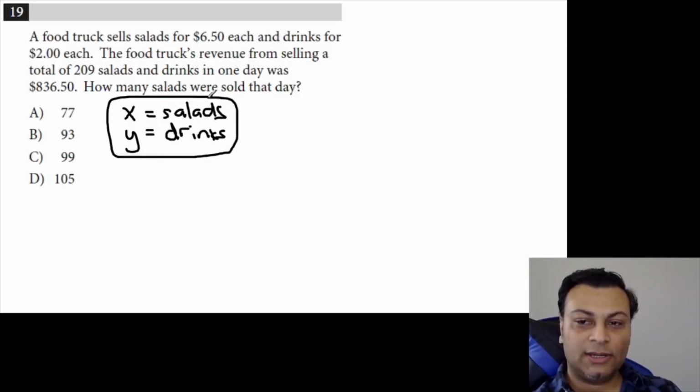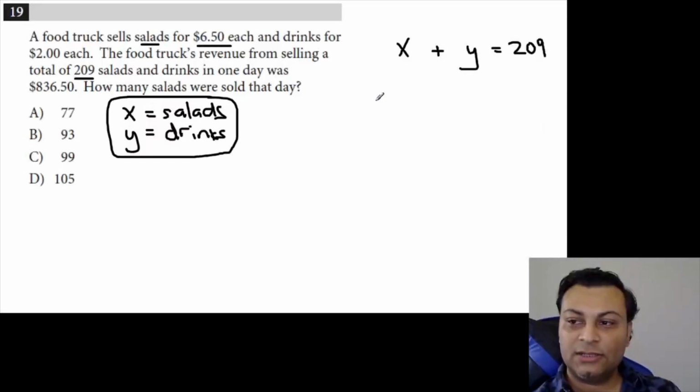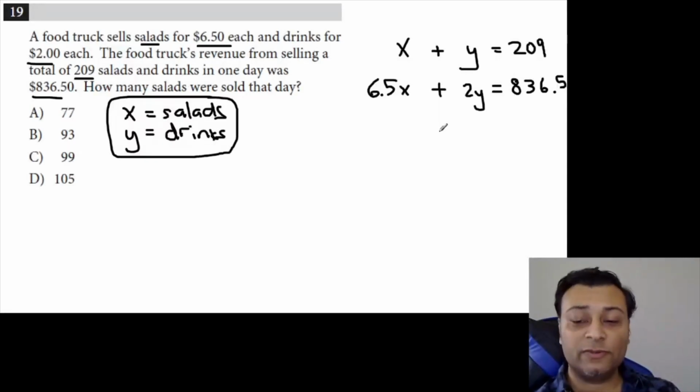Okay, and if you sell a total of 209, that means X plus Y equals 209. This is going to be a system of equations kind of problem. Furthermore, $6.50 for a salad, and $2 for a drink, plus 2Y, will bring in $836.50. Okay, system of equations. We're trying to solve for how many salads, so we're trying to solve for X. So the good thing is we can eliminate the Y's pretty quickly.